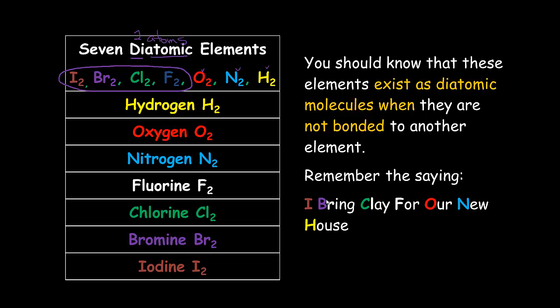Guys, if you have trouble remembering which ones are diatomics, you can just think about the saying, I bring clay for our new house: iodine, bromine, chlorine, oxygen, nitrogen, and hydrogen.